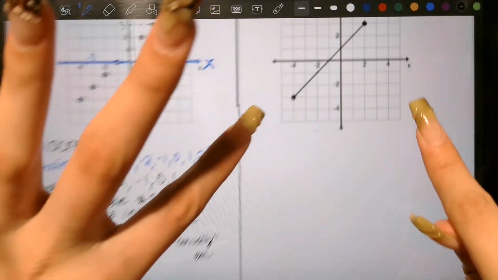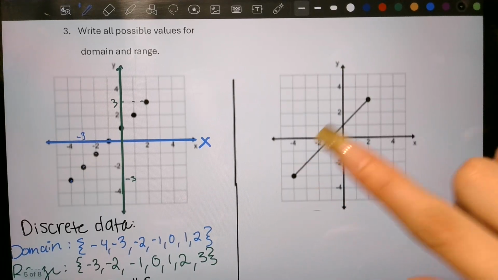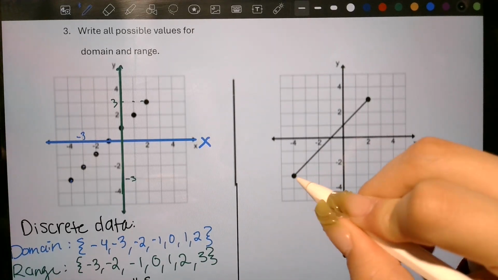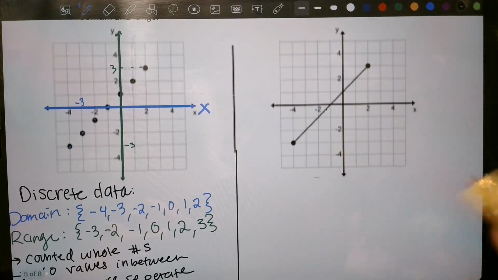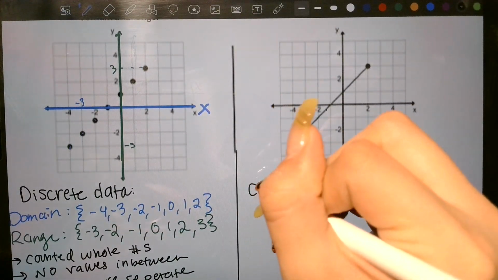Hold on, let me just zoom in over here. So here we have continuous data. How do I know? Because every point on this line is connected. So right here, we would write continuous data.